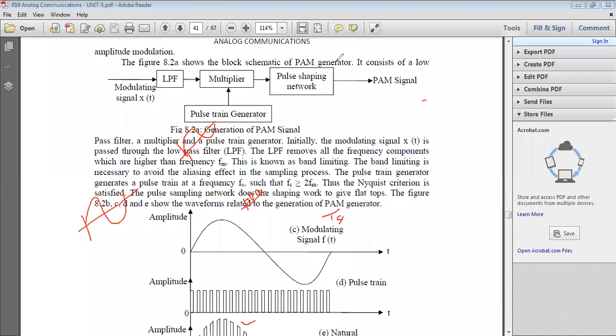So note down the waveforms and block diagrams.